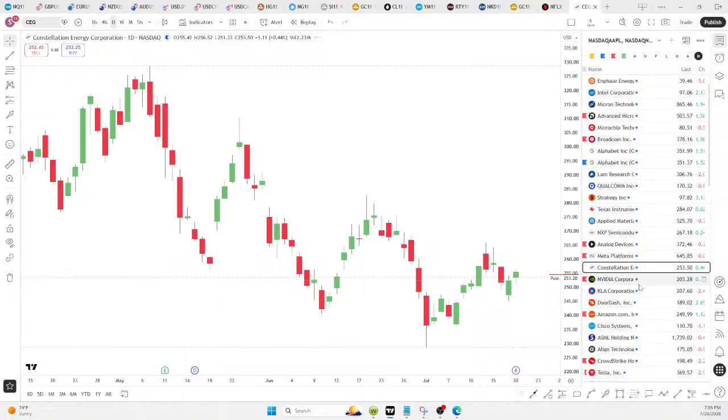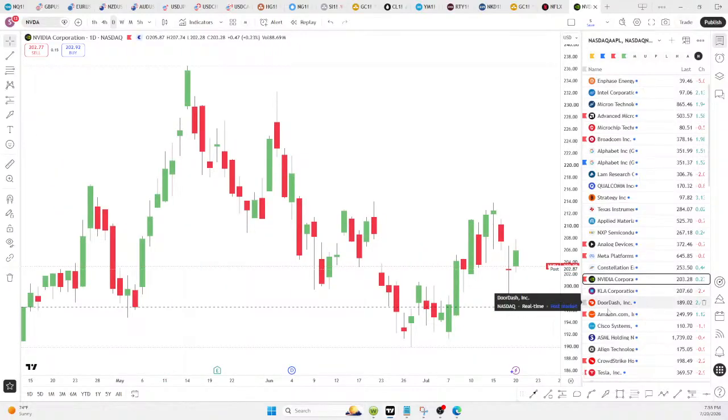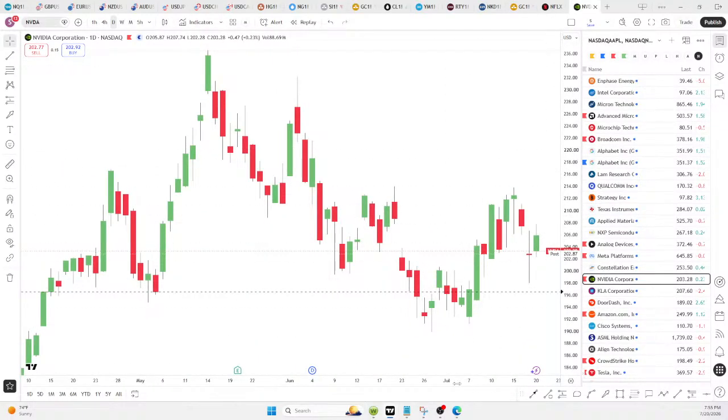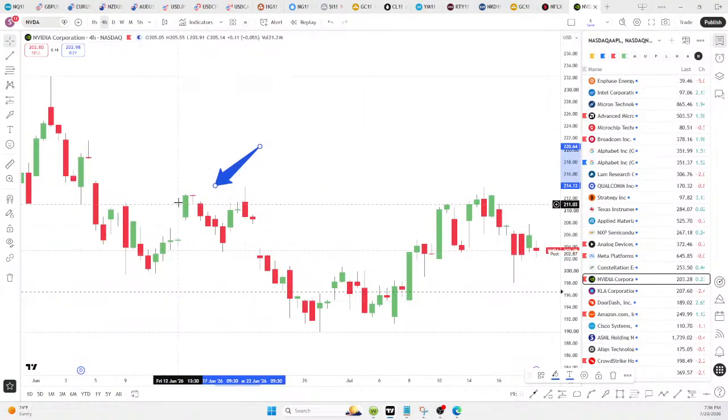You will see it. All right, let me just try to find the structure in NVIDIA. Okay, green, red. Now this is one good example. As I was saying, green and red, right? You go to 4 hour, you see the candle right here.